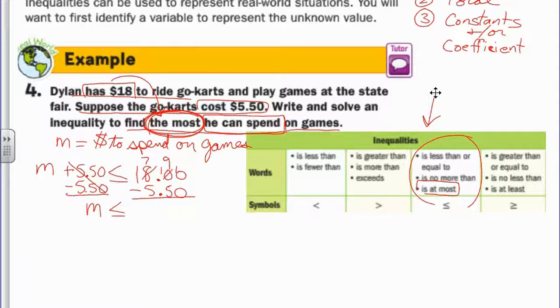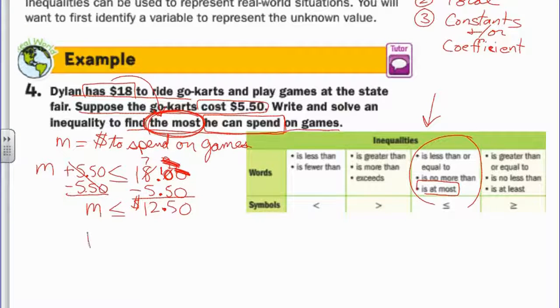correctly, whoops, I don't need to borrow there, my fault. If we borrow correctly, as Mr. Man was not going to do, we get 0, 10 minus 5 is 50, and then 17 minus 5 is 12, $12.50.